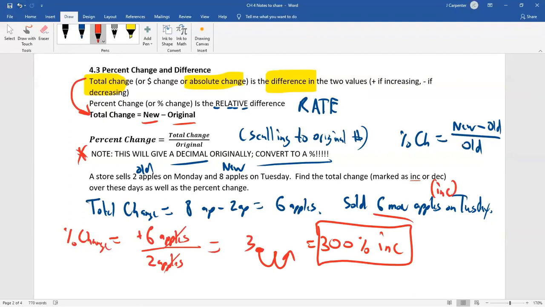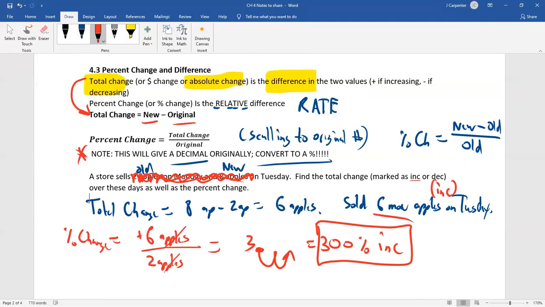So now if I say, oh, I don't know how many apples we sold, I just know that there was a 300% increase. Now I know whether we were a corner store or a Kroger, that was a big increase. If we were a Kroger, we probably went from, say, 200 apples to 800 apples. This corner store went from 2 to 8, though. But either way, both of those would be a 300% increase.